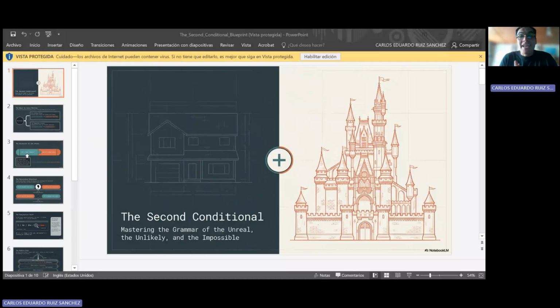Here is another very important part of this structure: the subjunctive shift. In the formal second conditional, the verb to be shifts. You need to identify what this verb shift is.